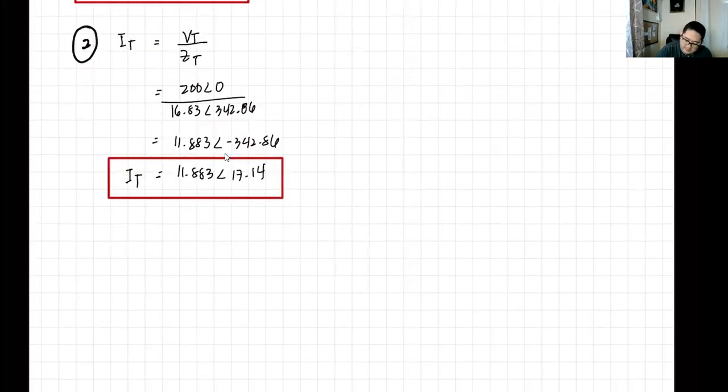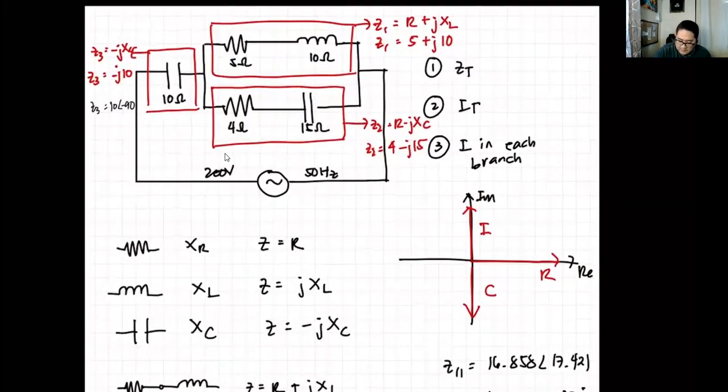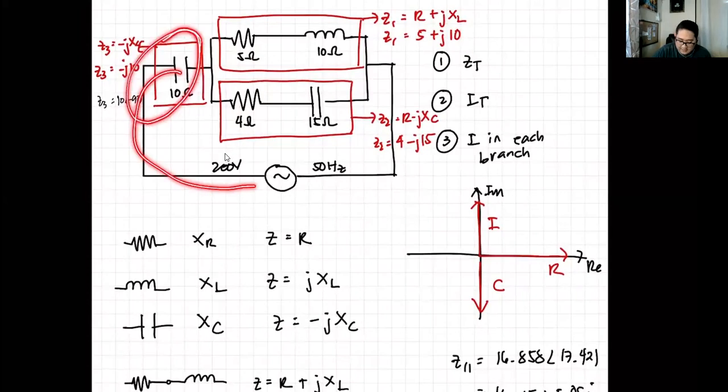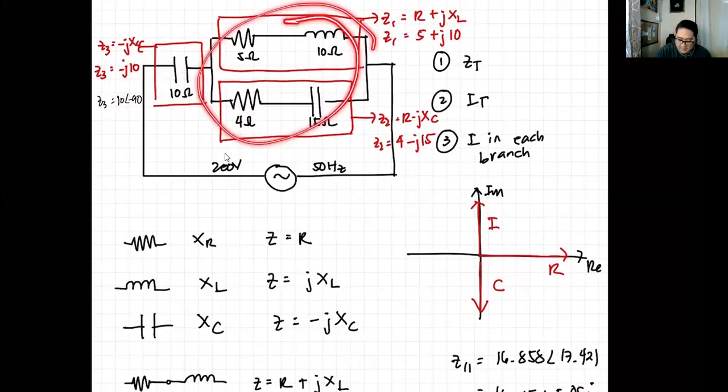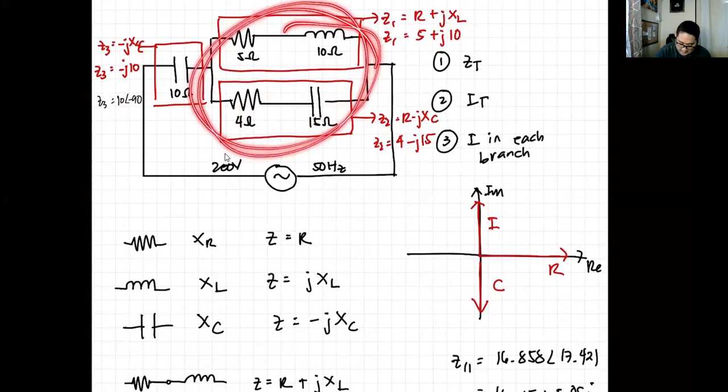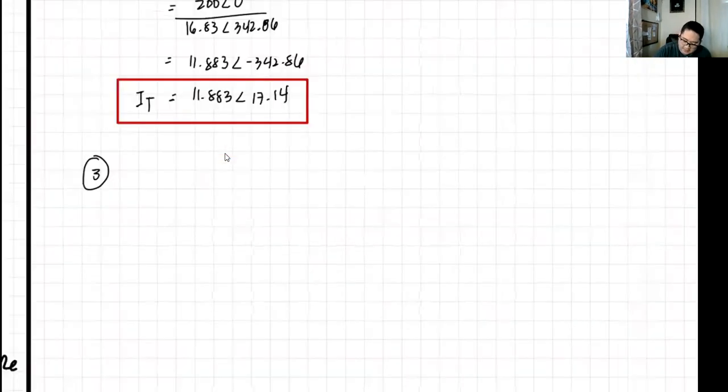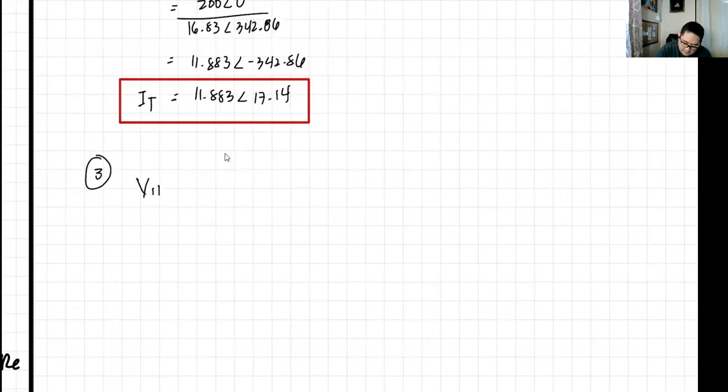Okay. Next, sa number 3 is yung I daw natin for each branches. Kung series siya dito, same lang yung value ng I. Pero dito, ang equal sa kanya is yung voltage, no? So we need to get yung voltage nito. To get that, voltage parallel is equals to current total natin, tsaka yung Z parallel natin. Okay, multiplication niya. So we have 11.883 angle 17.14 multiplied sa Z parallel natin, which is 16.852 angle 17.415.